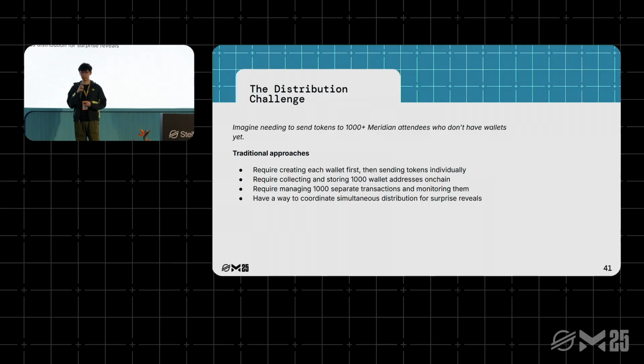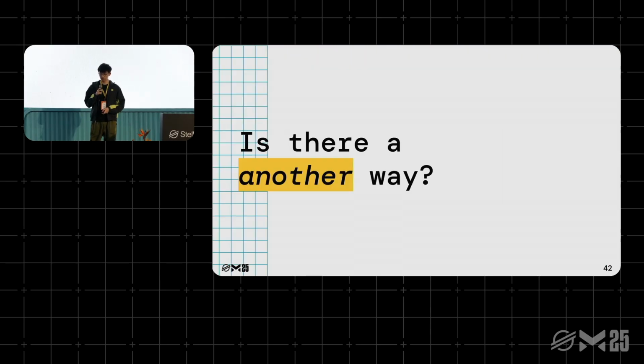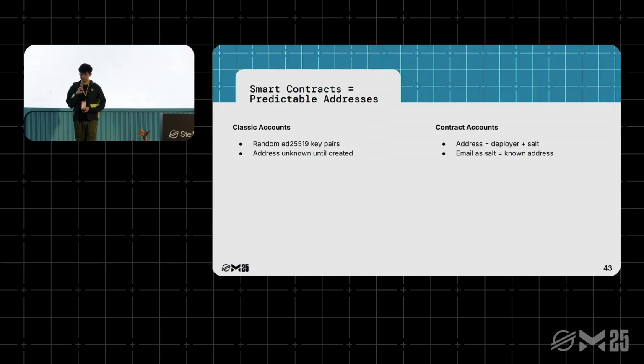By the way, the Stellar Disbursement Platform is really great at doing this. And finally, you need a way to coordinate simultaneous distributions for a surprise reveal like the one we just did. So that's not what we did.